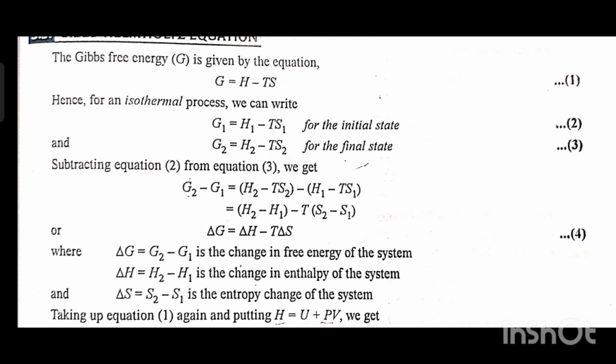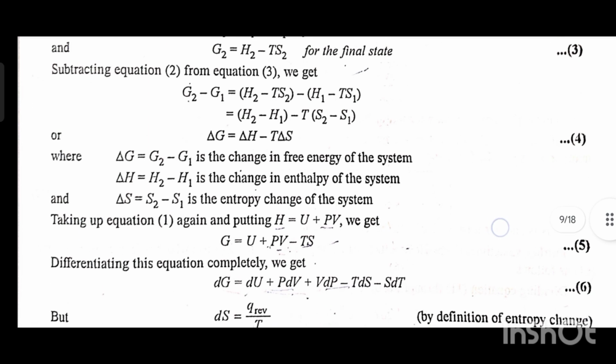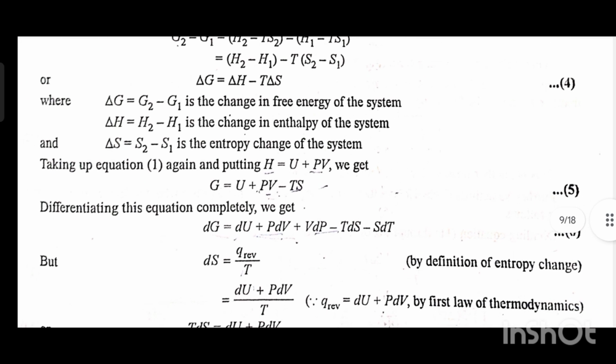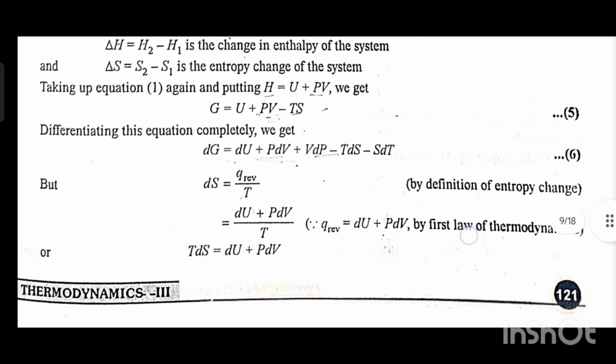Subtracting equation 2 from equation 3, we get G2 - G1 = [H2 - TS2] - [H1 - TS1] = [H2 - H1] - T[S2 - S1]. ΔG = ΔH - TΔS, equation 4. ΔG = G2 - G1 is the change in the free energy of the system. ΔH = H2 - H1 is the change in enthalpy of the system. ΔS = S2 - S1 is the entropy change of the system.